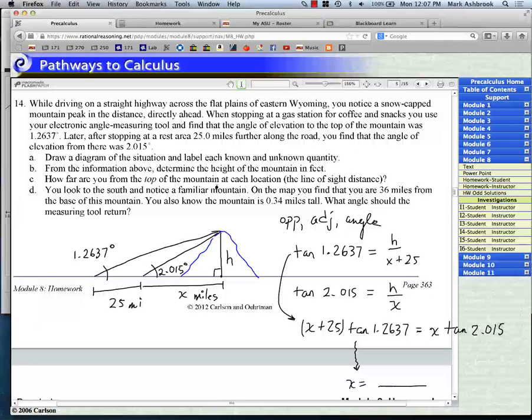Okay, C, how far from you is the top of the mountain at each location? So now we're talking about this. It's the hypotenuse, called z1 and z2, say. You've got two hypotenuses to find, the straight line distances. Once you almost have a triangle solved, then you usually have lots of options of how you can finish it off. So if we have h and we have x after part B, then maybe the easiest way is just the Pythagorean theorem. You've got the two legs, just a squared plus b squared equals c squared.